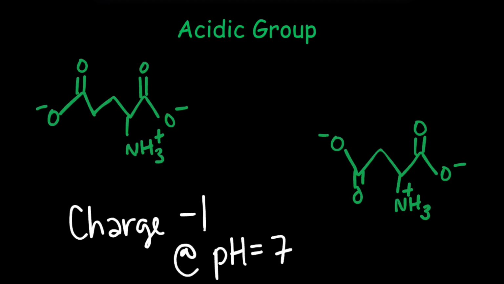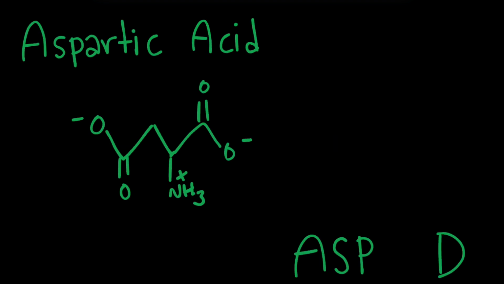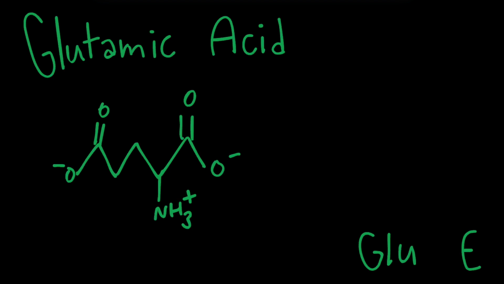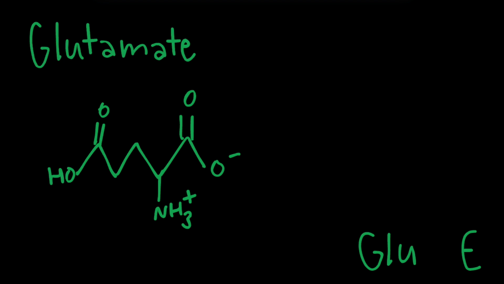We have finally made it to the acidic group, which has that -1 charge at pH 7. This is aspartic acid, which you kind of have to pronounce in your mind as aspartic acid, which can also be called aspartate if it is not protonated. Glutamic acid is also called glutamate if it is not protonated. And with that, we are done. Those are the 20 amino acids.